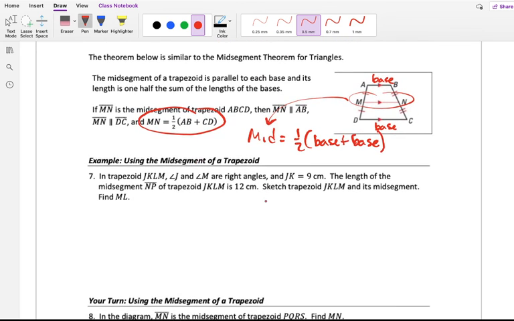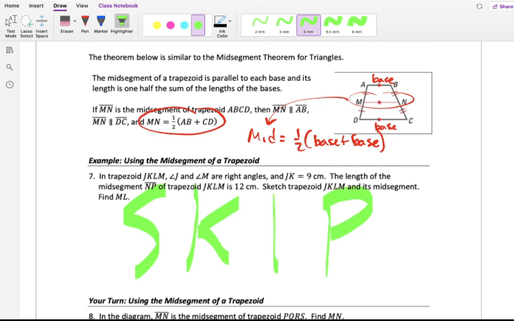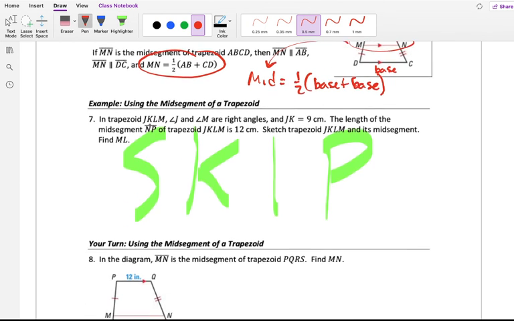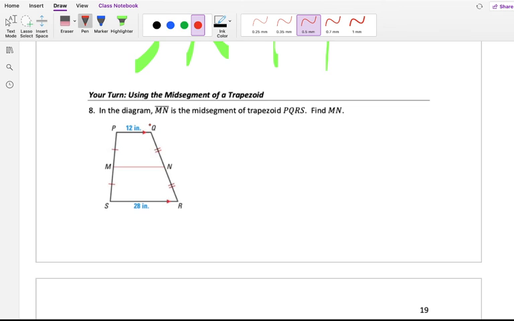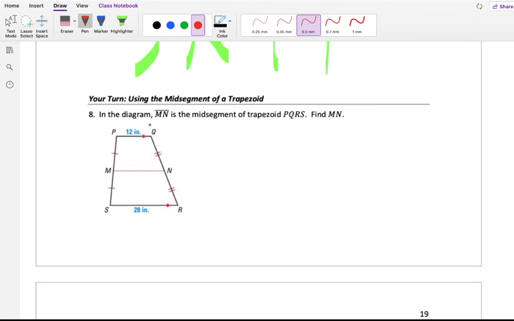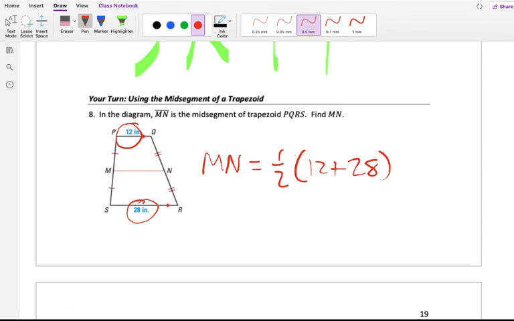So we're going to skip this example because it stinks. It's the worst thing in the world, and I don't like it. So we're going to skip it, and we're just going to do this one, and you'll see that this is not super crazy hard. So to find the length of MN, I'm just going to do 1/2 the length of the base, 12, plus the length of the other base, 28, and I'm just going to figure out what that number is. So I'm pretty sure those add to 40, and half of 40 is 20. So the length of the midsegment is going to be 20 here.